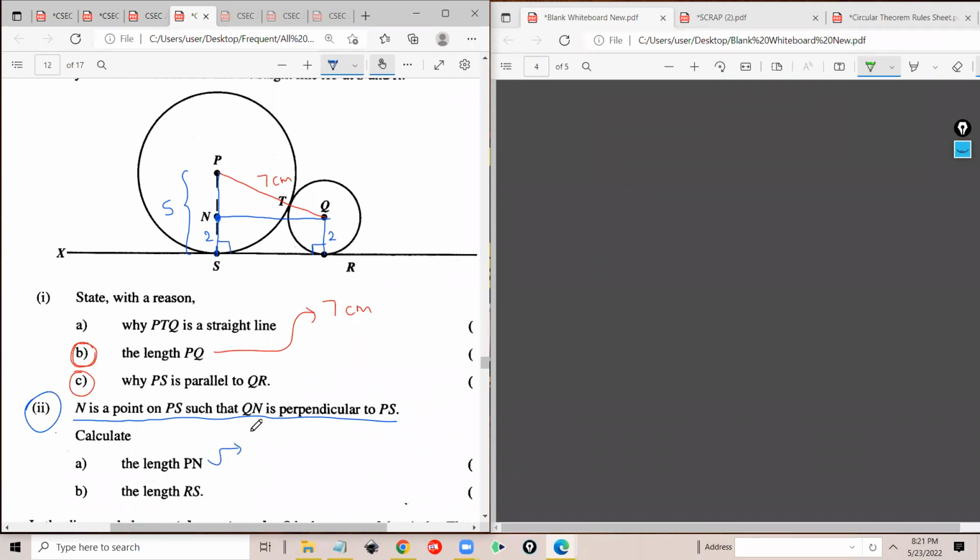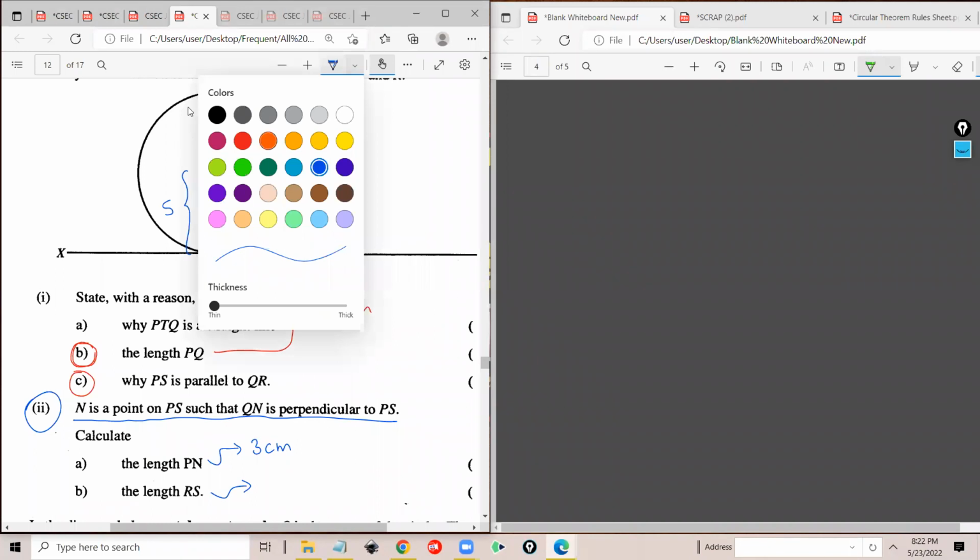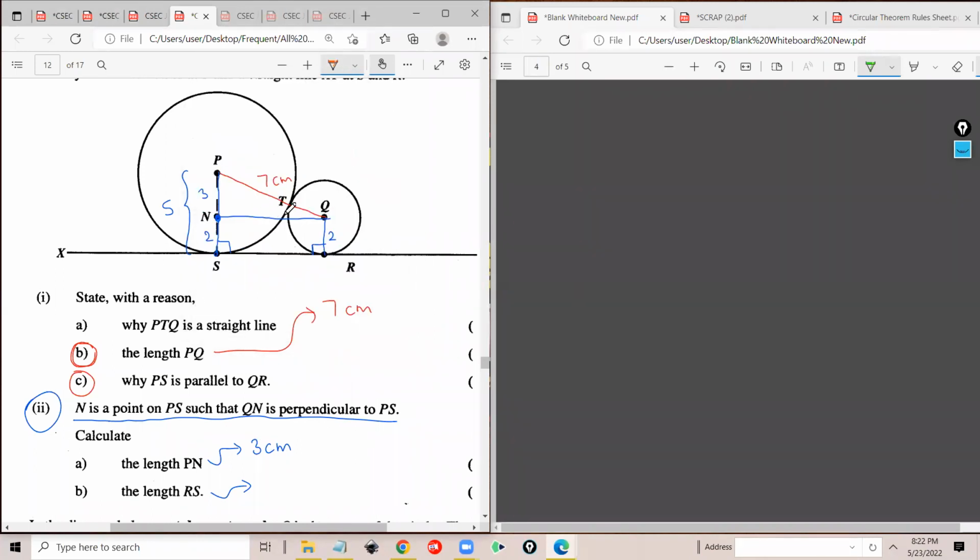Right, everybody is getting it correct now. PN will be 3 centimeters. So here's 3. Look how easy RS is going to be now. RS is this distance. But the opposite sides of a rectangle have the same length. So if I were to find the distance NQ, from N to Q, I would automatically be finding from S to R.